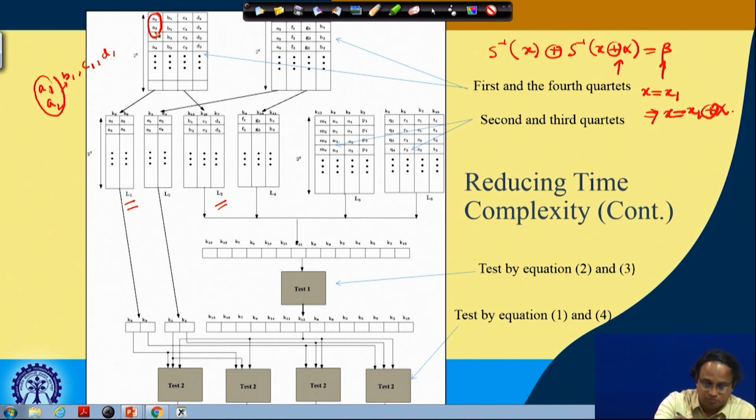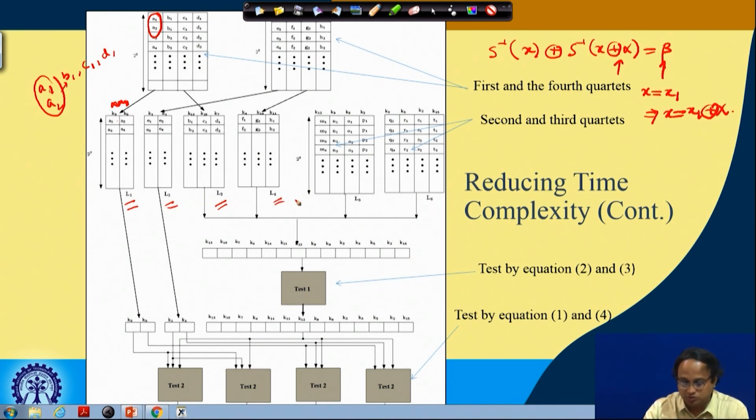So that's why you can split this into 2 parts. You can write those 2 values of K0, A1, A2, and in the other table you have the remaining values, B1, C1 and D1. Likewise you can split up this key quartet also into 2 parts, L3 and L4.